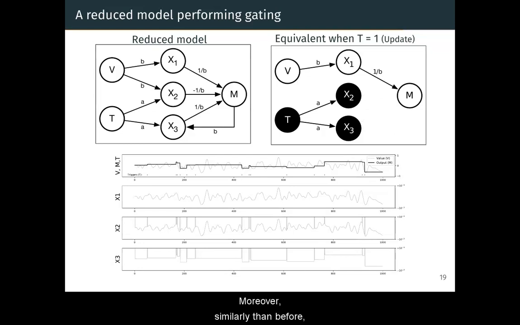Moreover, similarly to before, V small b ensures that X1 behaves in its linear regime. So, X1 copies its input, and therefore, X1 is going to be B times V. And as the output weight from X1 to M is 1 over B, X1 ensures that M is copying the input V.